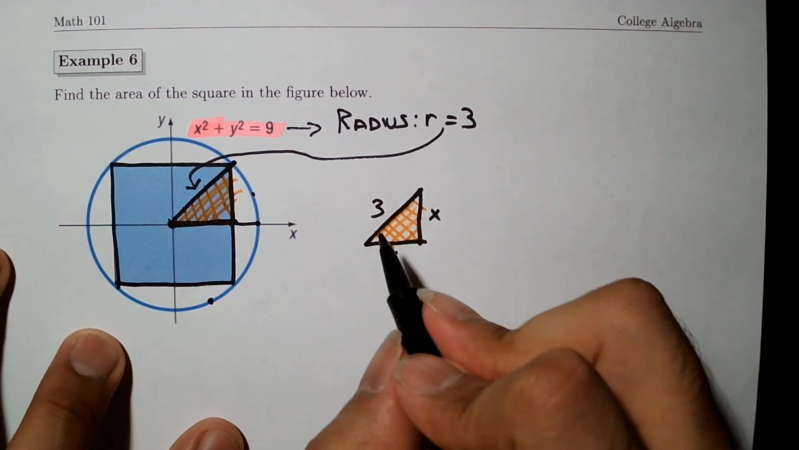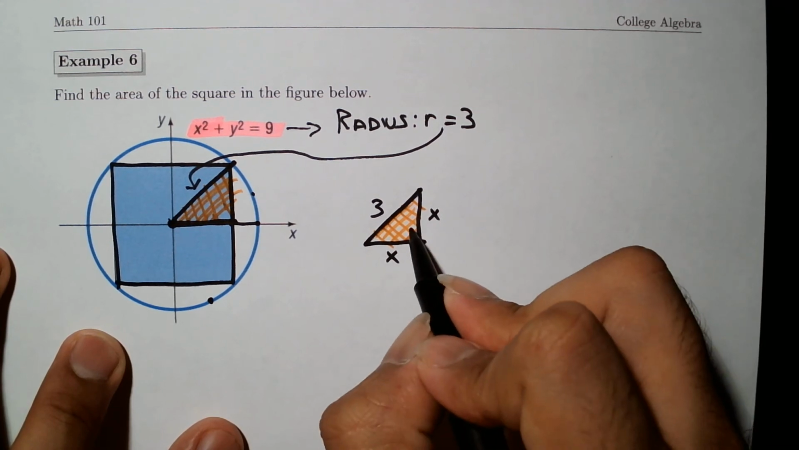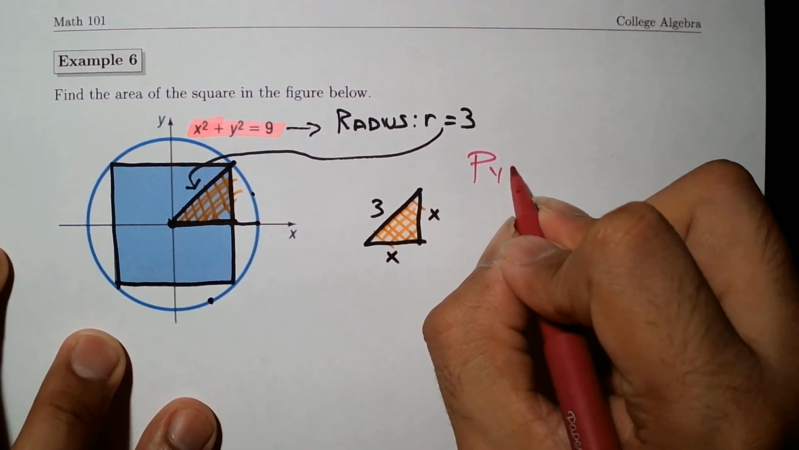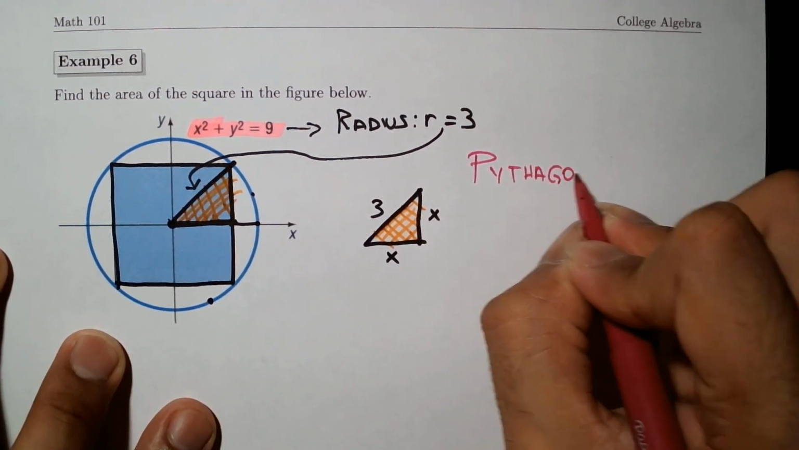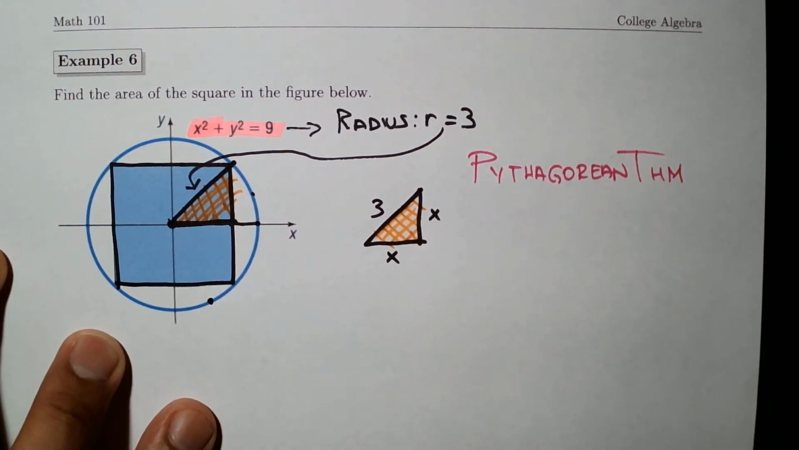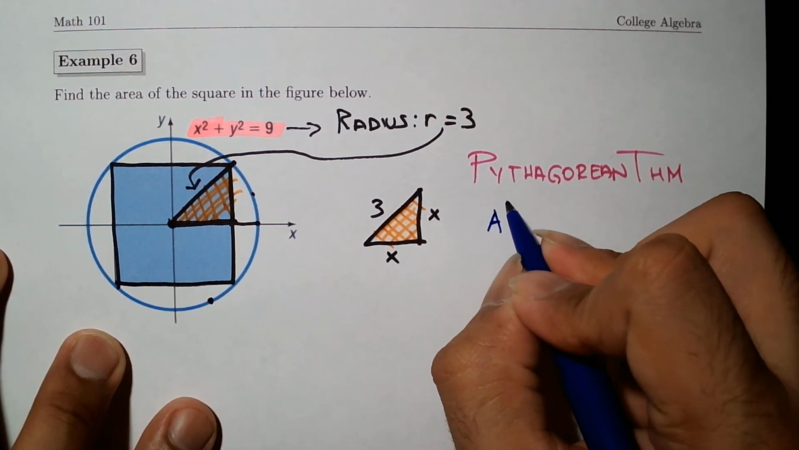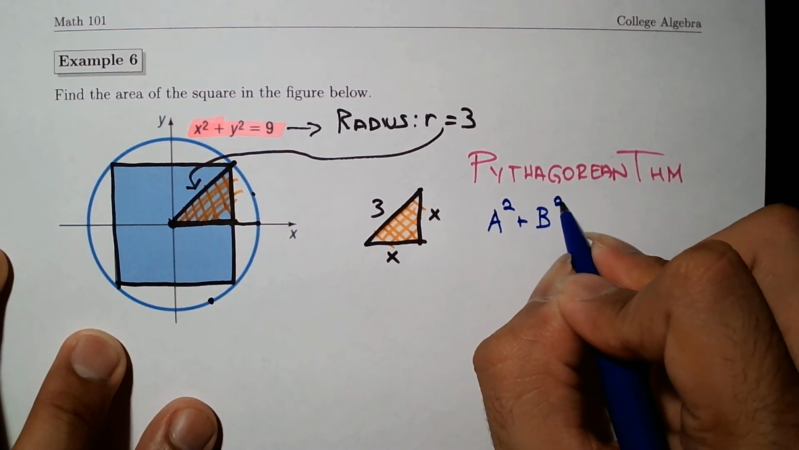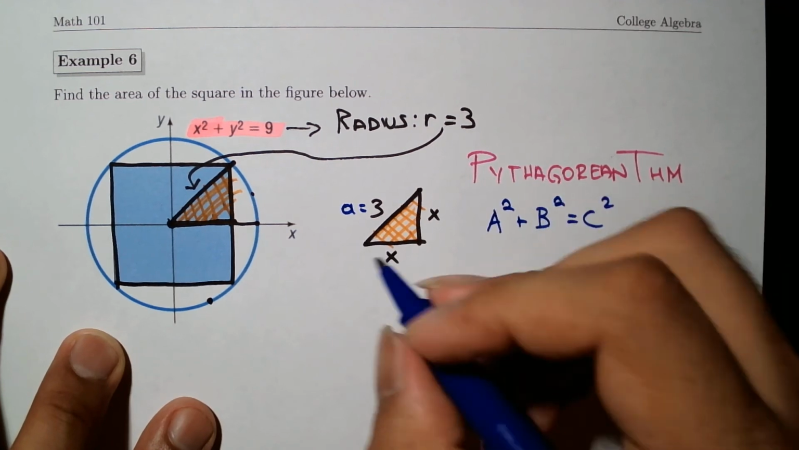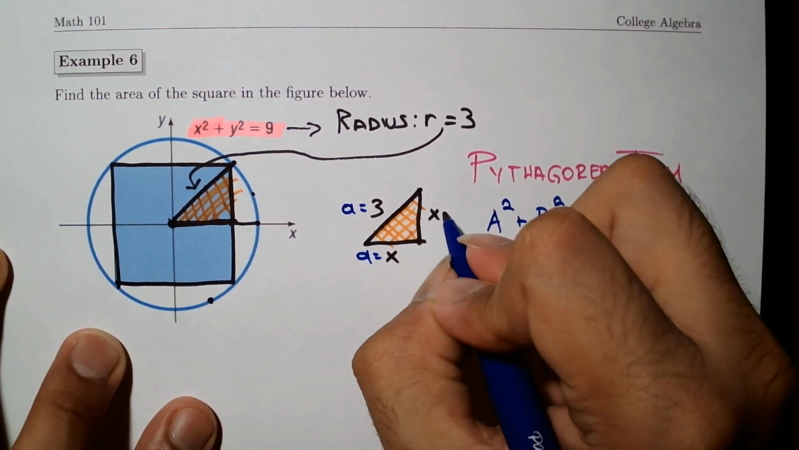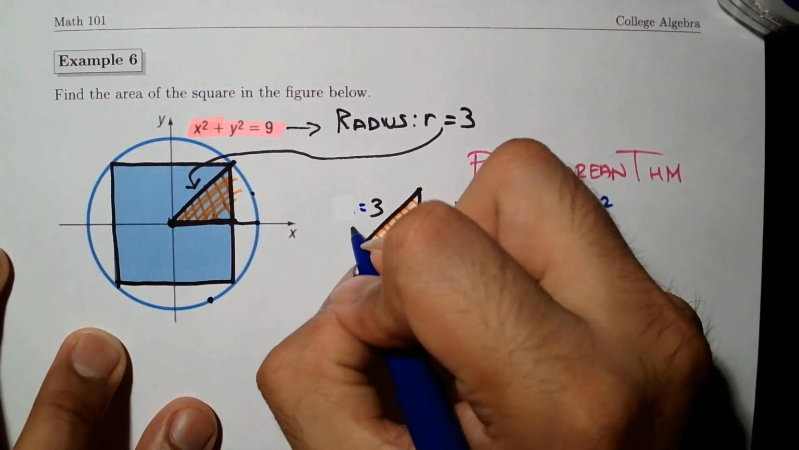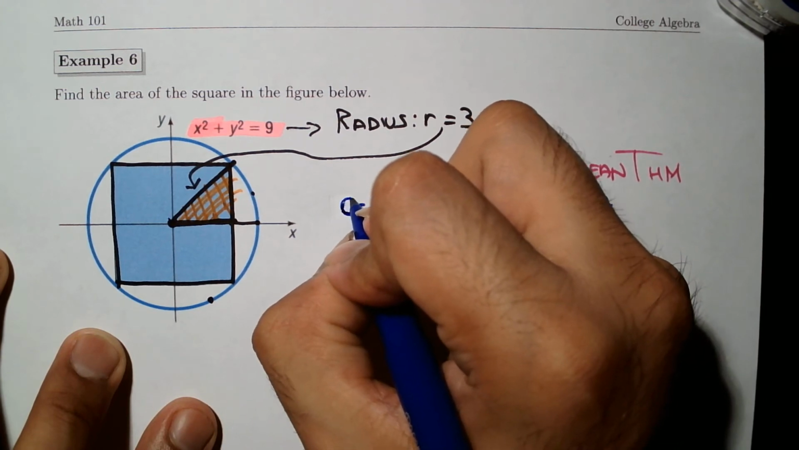So how can we relate the lengths of the sides of a right triangle? If you recall a very important property, the Pythagorean theorem, which states that a squared plus b squared equals c squared. In this case, this is a. Wait a minute, no, that's not it. This is a, this is b, and this is c. Okay, that's c.